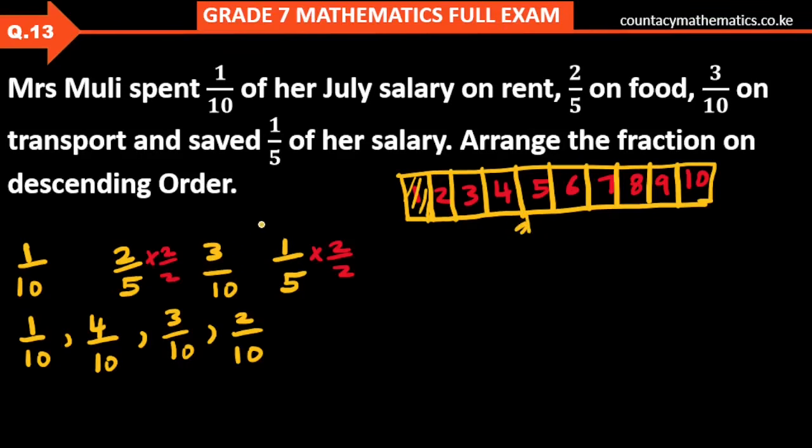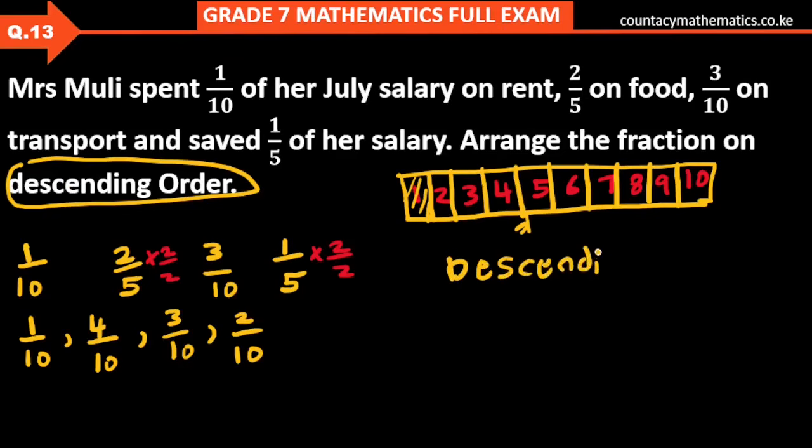So to check these numbers, this number is bigger than this number, and this 3 over 10 is bigger than 2 over 10, 2 over 10 is bigger than 1 over 10. Knowing that, we can arrange them in descending order. But what is descending order? Descending means we start from big to small. To descend is like going down from big to small.